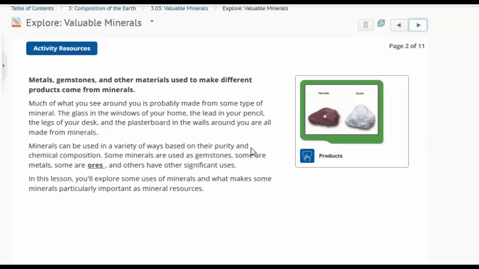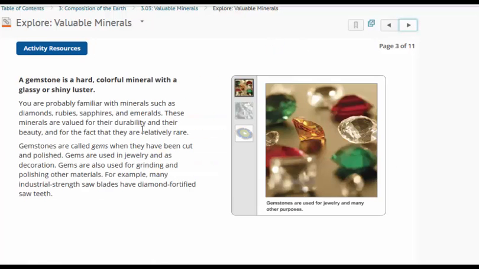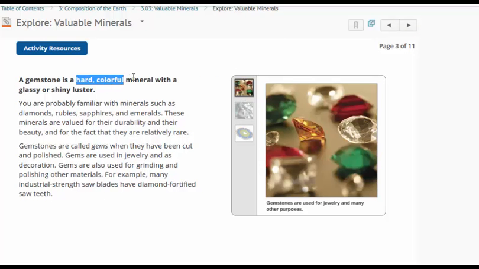For example, copper. Copper is important because we use it in wires and pennies and lots of other applications. So it has economic usefulness. Make sure you know that ores have economic usefulness. What's a gemstone? Well, first of all, they're very pretty, aren't they? Gemstones are hard, colorful minerals, and they have a glassy or shiny luster. They're relatively rare.